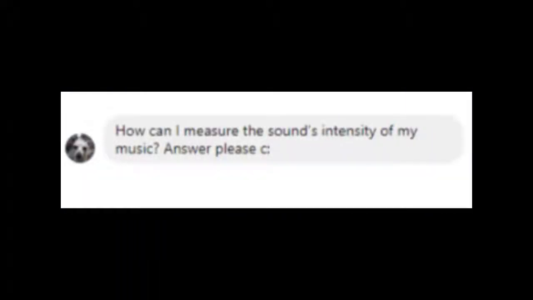How can I measure the sound intensity of my music? You just have to measure the area where your sound equipment is located and the power that it develops. Then you have to divide the power by the area, and then you will be able to substitute this value in the equation, and that's it.